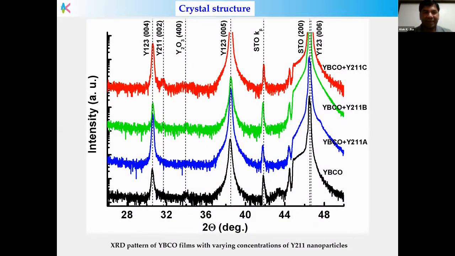This is the X-ray diffraction pattern. So this is pristine YBCO, and YBCO plus Y211A, YBCO plus Y211B, and maximum concentration. At large enough concentration, we can see a small peak corresponding to Y211 (002), which confirms its oriented growth. Even this is oriented inside the YBCO thin film. At a smaller concentration, we cannot see the peak, but at higher concentration, of course, we can see a small peak corresponding to Y211.